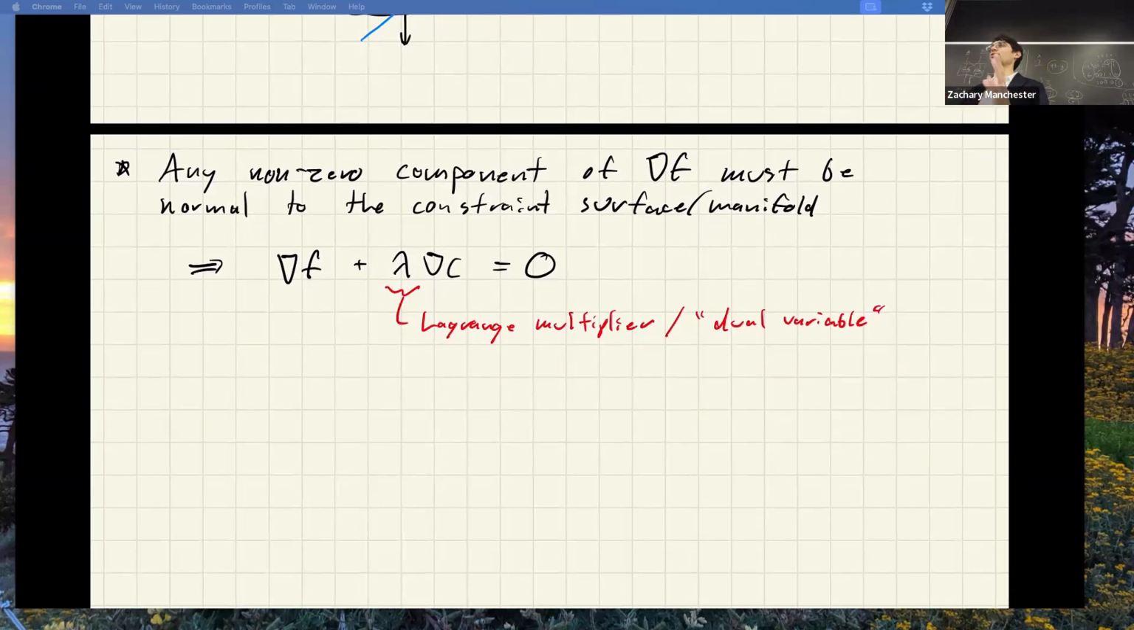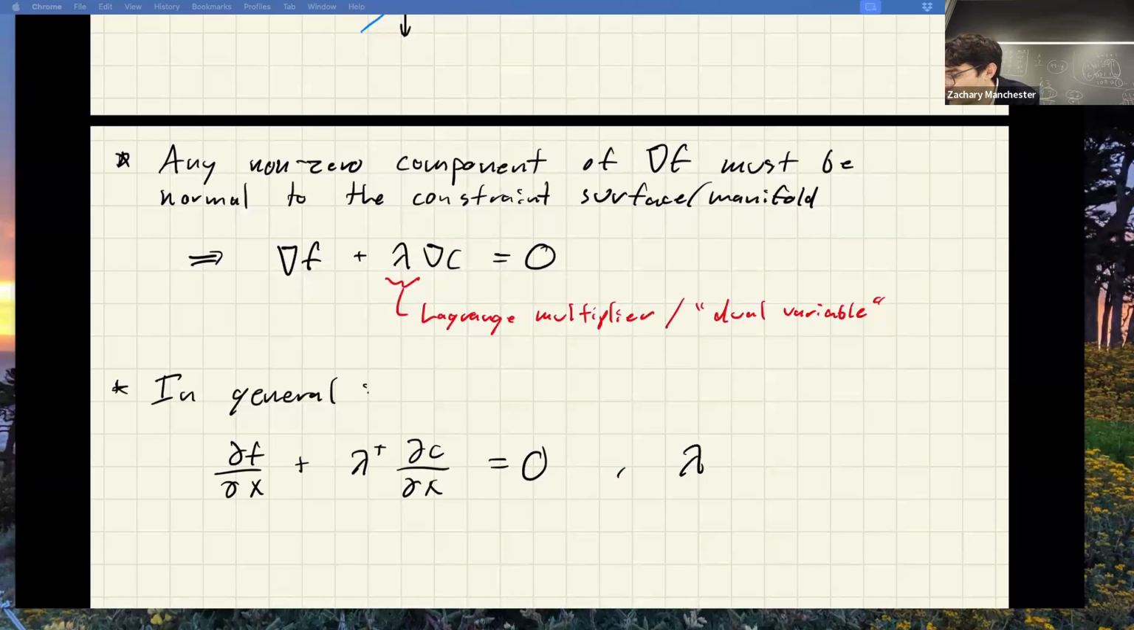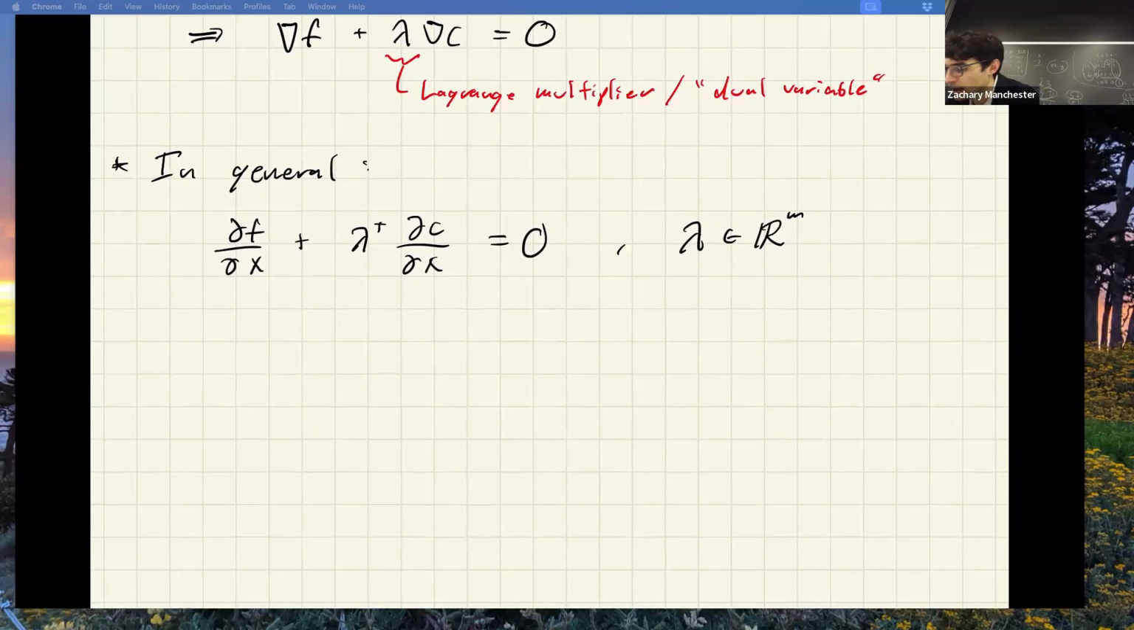So that's the picture. Okay, so that's the scalar version. So we did this in the plane, and lambda is a scalar. And then if I have higher dimensions and more constraints, no big deal. These things just turn into vectors. And we get the following: partial f partial x plus lambda transpose partial c partial x equals 0. And then lambda is a vector in Rn, so it's the dimension of the constraint, the output of C. Okay, so that's the general version. And based on this expression that we just wrote down, we're going to define this function called the Lagrangian.